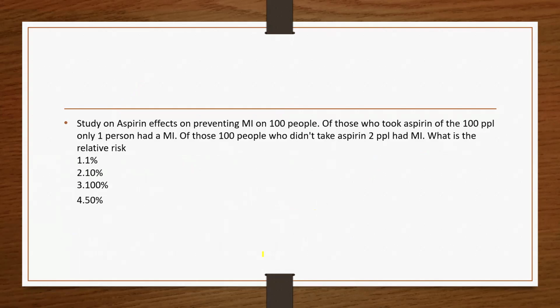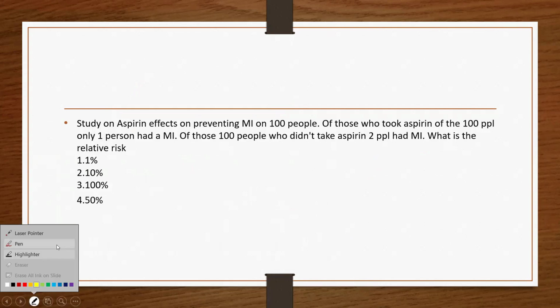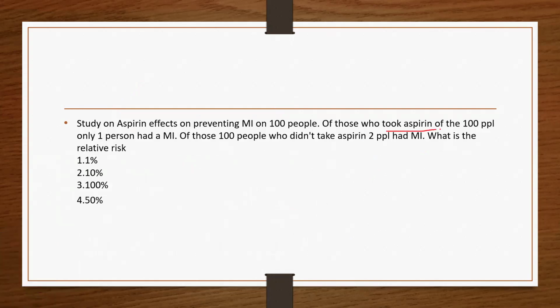Okay. See whether you can answer this. Study on aspirin effect on preventing MI on 100 people. Of those who took aspirin, of the 100 people, only one person had MI. Of those 100 people who didn't take aspirin, 2 people had MI. What is the relative risk?